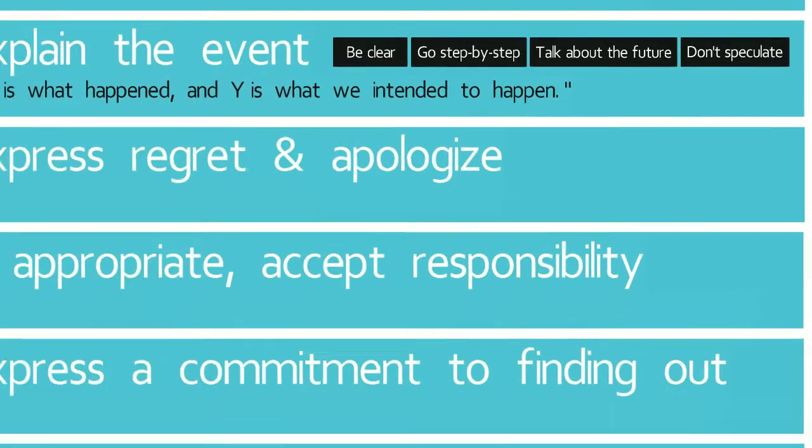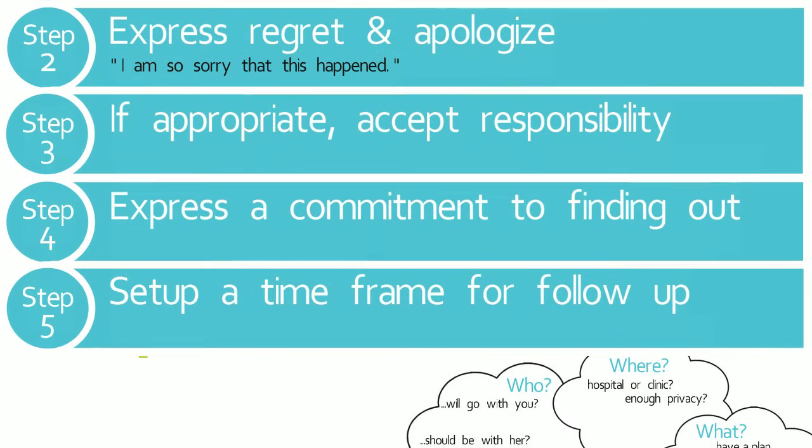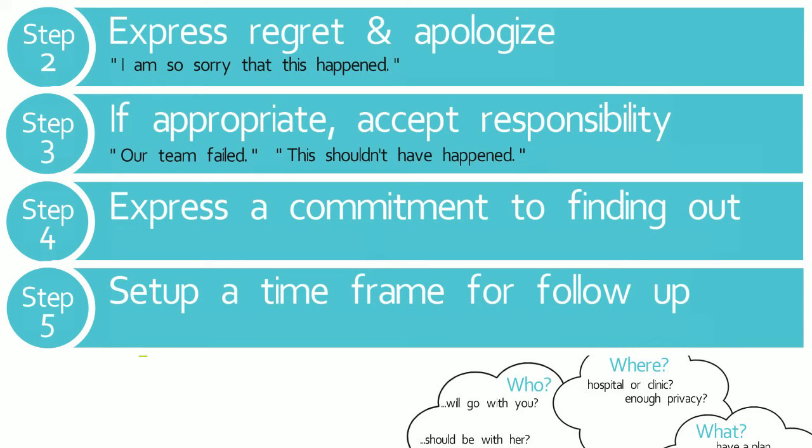Step 2. Express regret and apologize. I'm so sorry that this happened. Step 3. If appropriate, accept responsibility. Our team failed you and your family. This shouldn't have happened. Our system broke down.